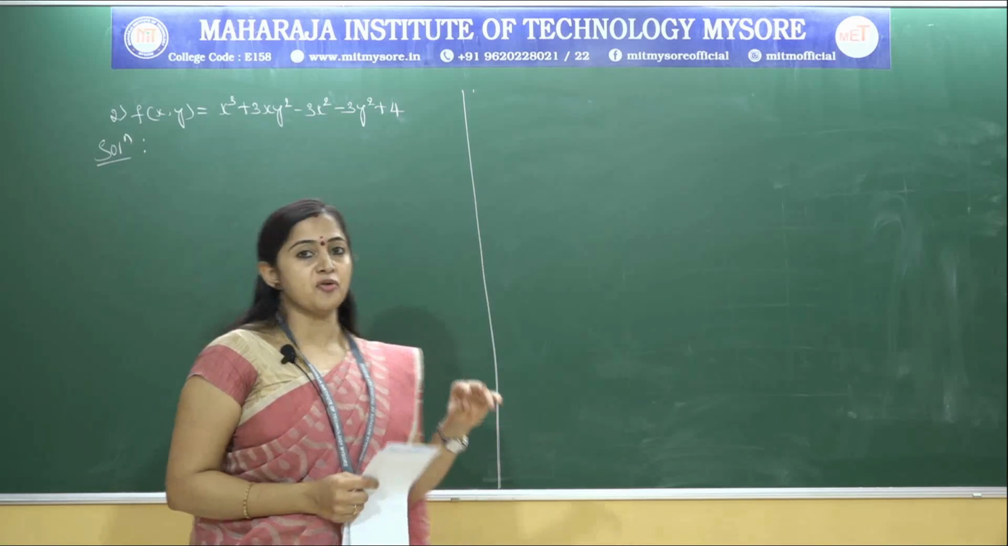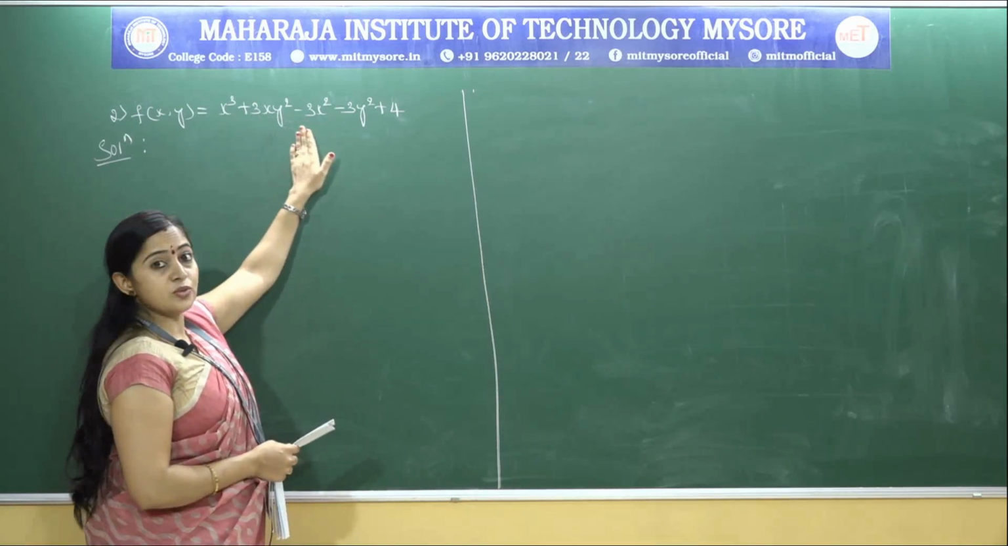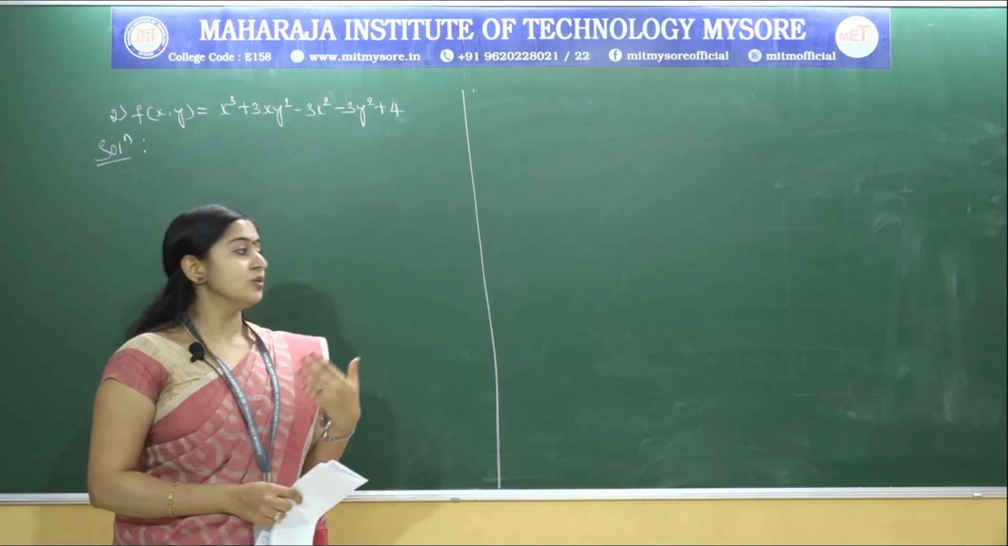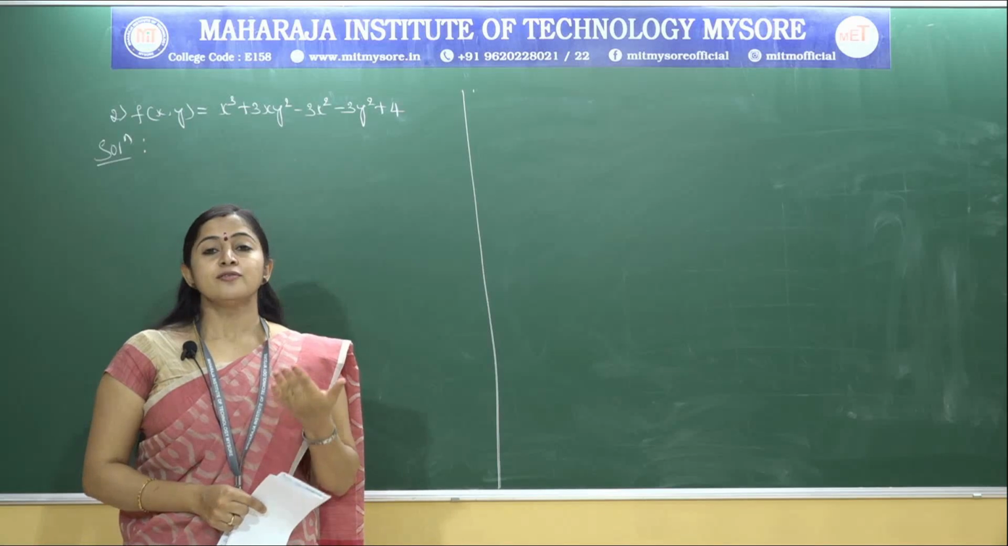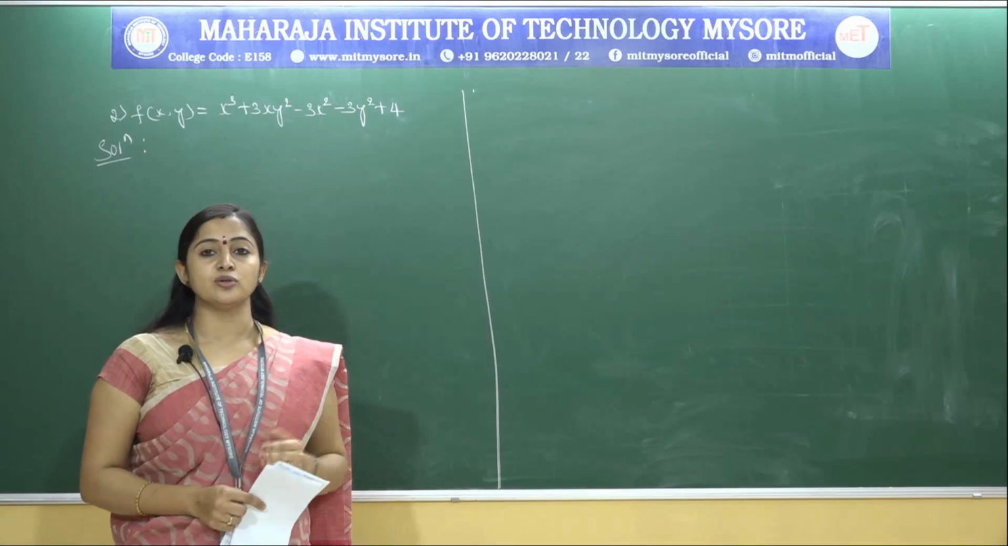the given function f(x, y) is x cubed plus 3xy squared minus 3x squared minus 3y squared plus 4. So this is the same as the previous problem. First you have to find the stationary points by setting fx and fy equal to 0.